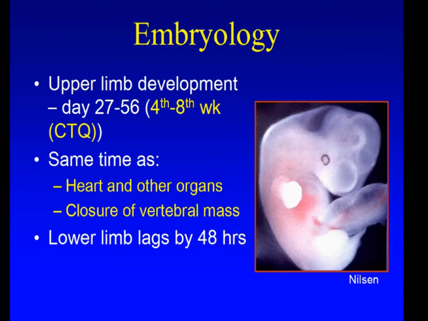So key things to remember about the embryology of the upper limb. I know this is that vague topic that we all remember from medical school that we dread. So upper limb development happens in the 4th to 8th week of gestation. It's really important to remember because that's the exact same time that you develop the other organ systems, including the heart, and also when the spinal cord closes. So that's why you very often will get associations between hand abnormalities and other organ system abnormalities. And the lower limb development actually lags behind the upper limb by about 48 hours, so that's why that difference usually exists.